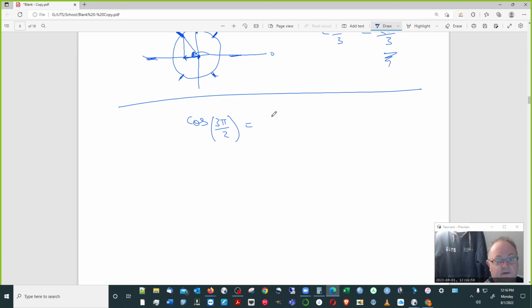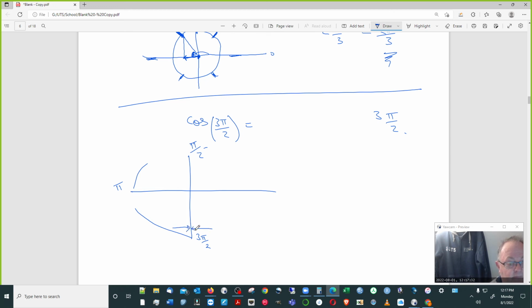Look at that fraction, pull it apart, put the space in your mind's eye. It's happening at 3 lots of pi on 2. So this is asking us, what is the length of x at 1, 2, 3 lots of pi on 2? Well, what's the length of x? X is 0.